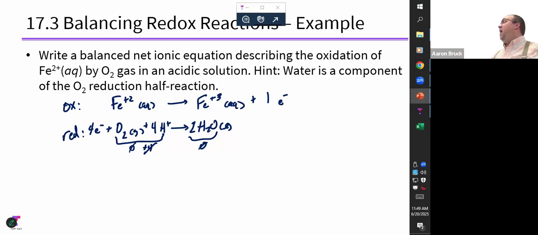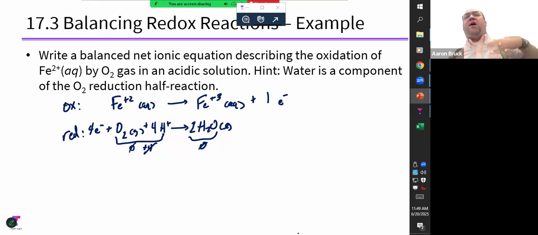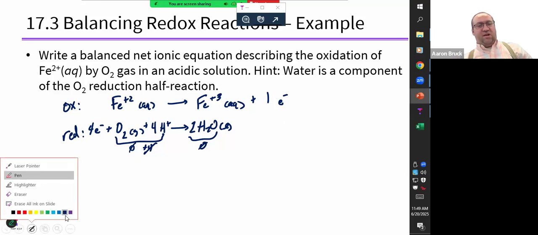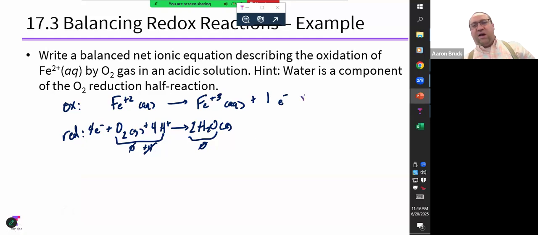Okay, so I've got both half reactions now. All that is missing is that I need to get them to match electronically. So 4 electrons are required by the oxygen half reaction. The iron half reaction only produces 1. So I'm going to need to multiply the top reaction by 4 so that the electron counts now match up.